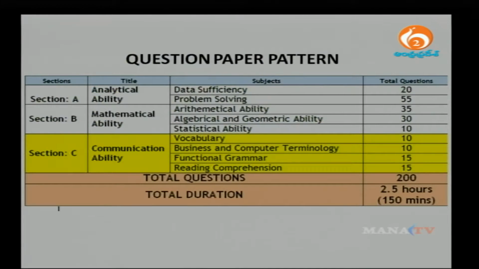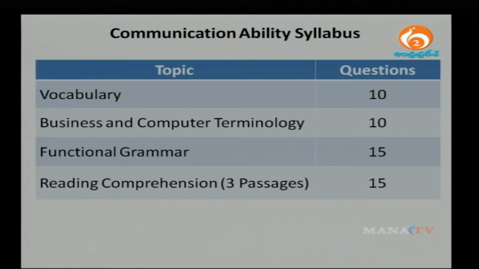So I'm going to do my training backward. I want to do reading comprehension first. Why am I doing it? That is because you have 3 different passages that you need to respond to. Each passage will have 5 questions each. Once that is done, I will train you on functional grammar. Once that is done, we'll go to vocabulary, and in the end I will do business and computer terminology.